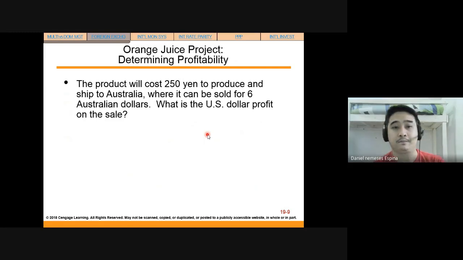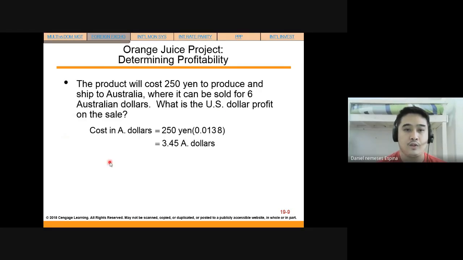Okay, so how to determine the profit? The product will cost 250 yen to produce. So we are producing the orange juice in Japan, and then we will ship it to Australia to sell the orange juice. In Australia, it can be sold for $6 Australian. Okay, so take note, Australian dollars. But in the financial reports, we have to convert these sales or the profits to the US dollar. So what is the net income in terms of US dollar?